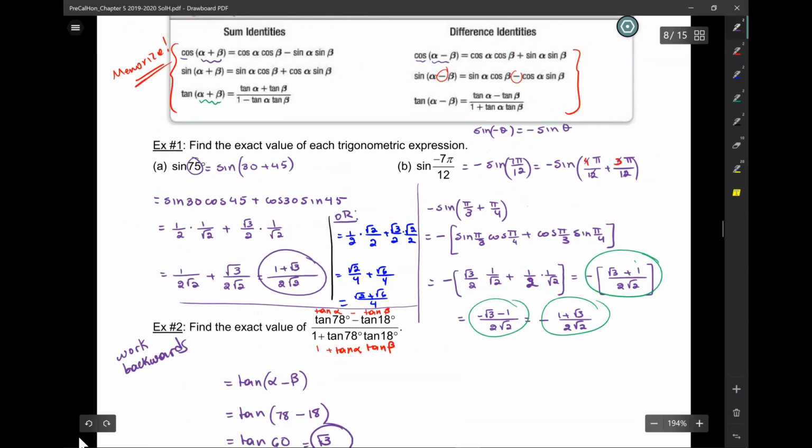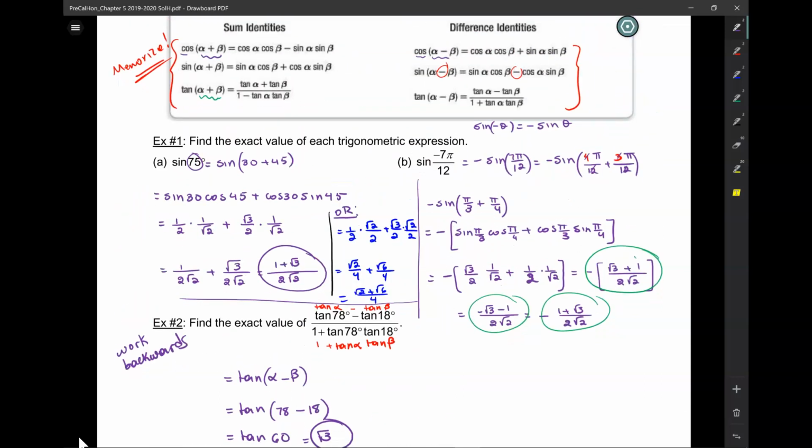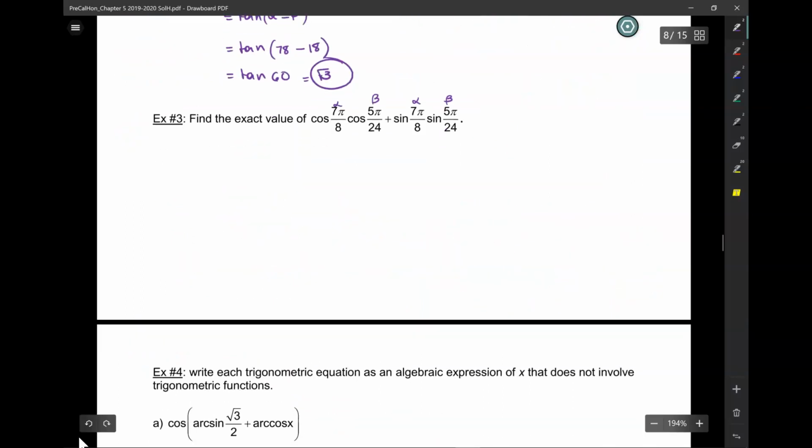So I look, cosine, cosine, sine, sine, right? Where is it? Cosine, cosine, sine, sine. Is it this one or this one? They're right because there is a plus here. So that must be cosine alpha minus beta.